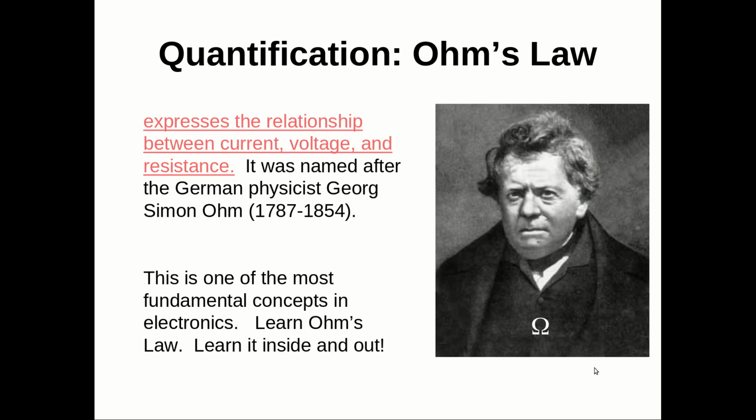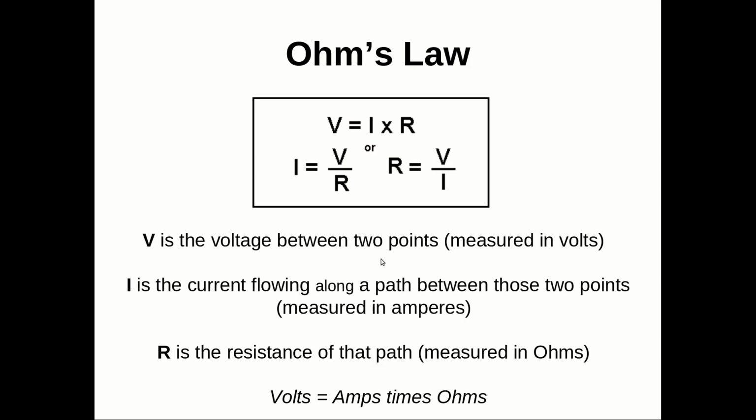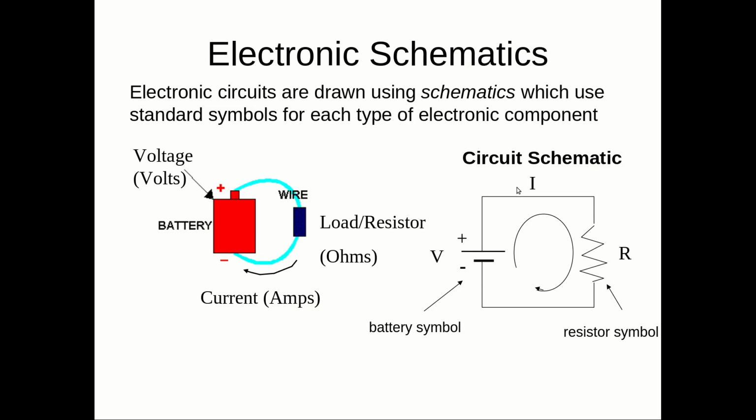Now this is the man who expressed this equation, and we take it over his name, George Simon Ohm. So again, V equals I multiplied by R, or I equals V over R, or R equals V over I. That is Ohm's law.